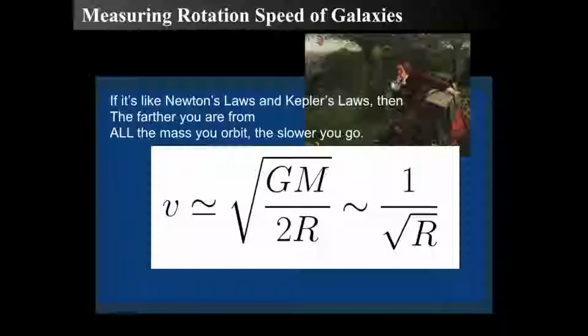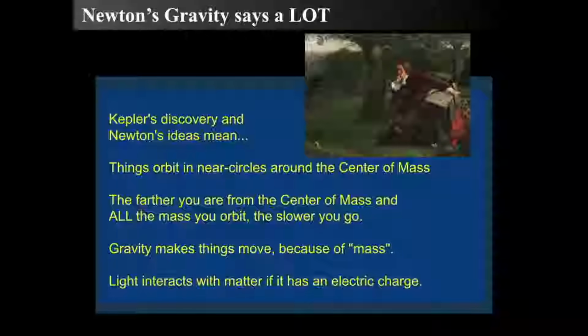It says the average speed that you go around, if you're orbiting far away from the center of mass, the big M, then your speed will drop off as one over the square root of the distance. So that's what you'd expect if something is orbiting another large body of objects. Okay, so Newton's discovery and Kepler's discovery originally in 1609, based on Tycho Brahe's data, and then Newton's reforming of his ideas mean that things orbit in near circles around the center of mass of the object. And the farther away you go from the center of mass of the object you orbit, the slower you go.